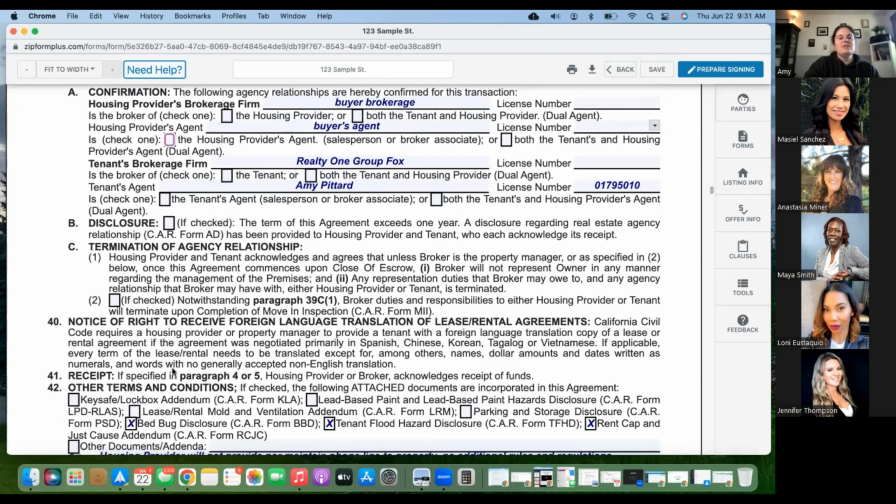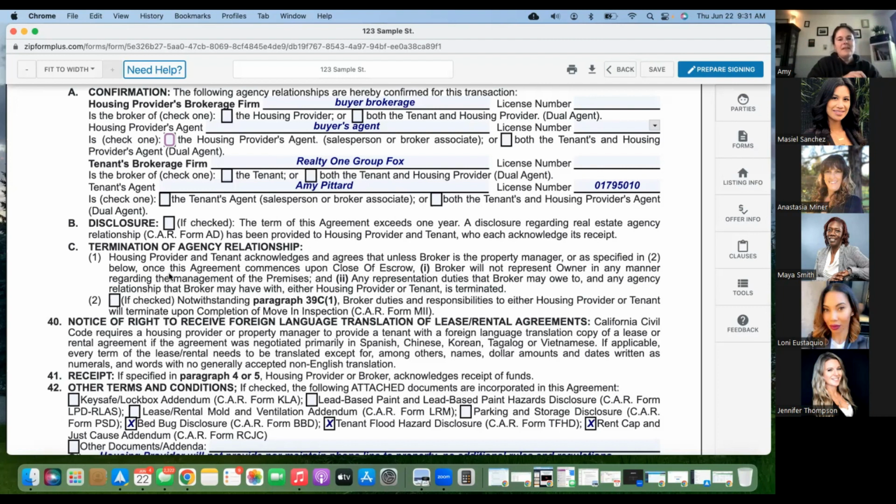Termination of agency relationship. Housing provider and tenant acknowledge and agree that unless broker is the property manager or is specified in 2 below, once this agreement commences upon close of escrow, the broker will not represent the owner in any matter regarding the management of the premises, and any representation duties that the broker may owe and any agency relationship that broker may have with either housing provider or tenant is terminated. So, right, it's stating that, hey, we're helping negotiate this agreement, but once the close of escrow happens and we start the rental period, we are done.